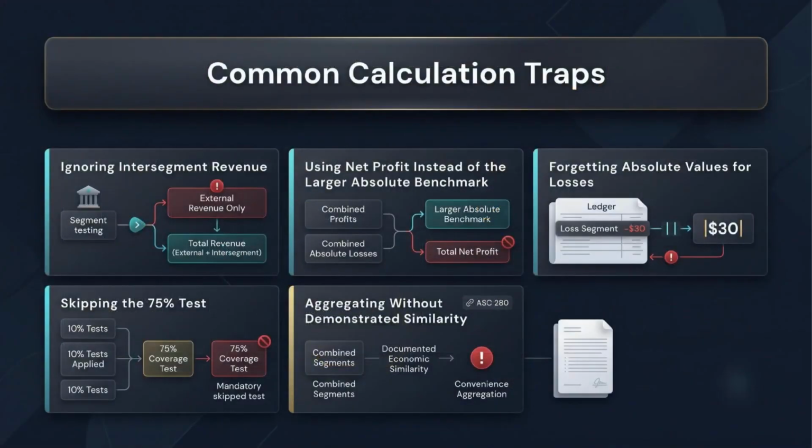The common calculation traps are exactly the kind of small errors that change the final answer. Do not ignore inter-segment revenue in the revenue test. Do not use net profit as the profit or loss benchmark. Do not forget absolute values for losses. Do not skip the 75% test after the 10% test. And do not aggregate segments just because it makes the footnote shorter. ASC 280 requires both arithmetic accuracy and disciplined judgment.